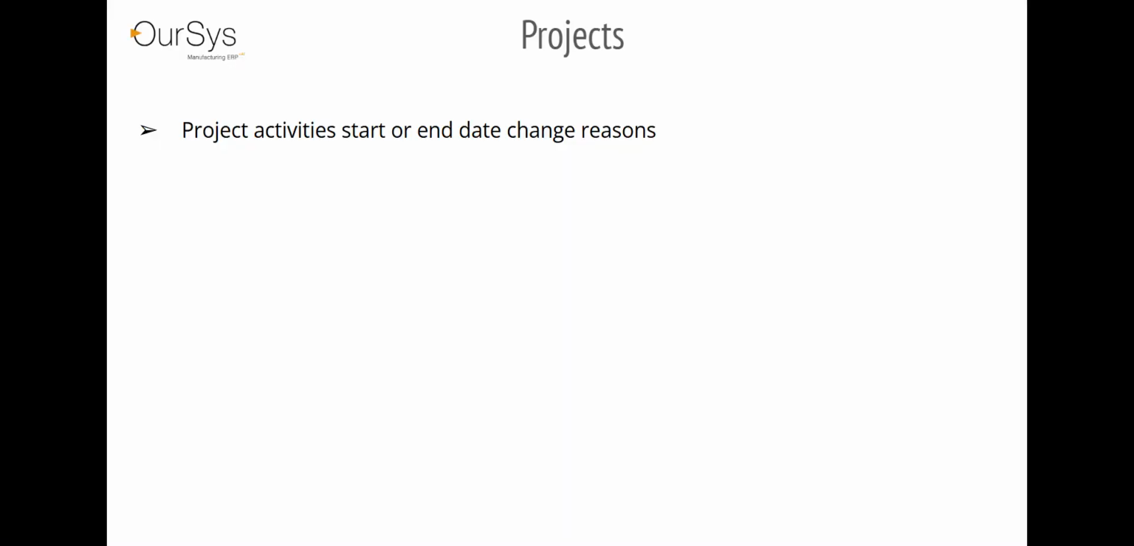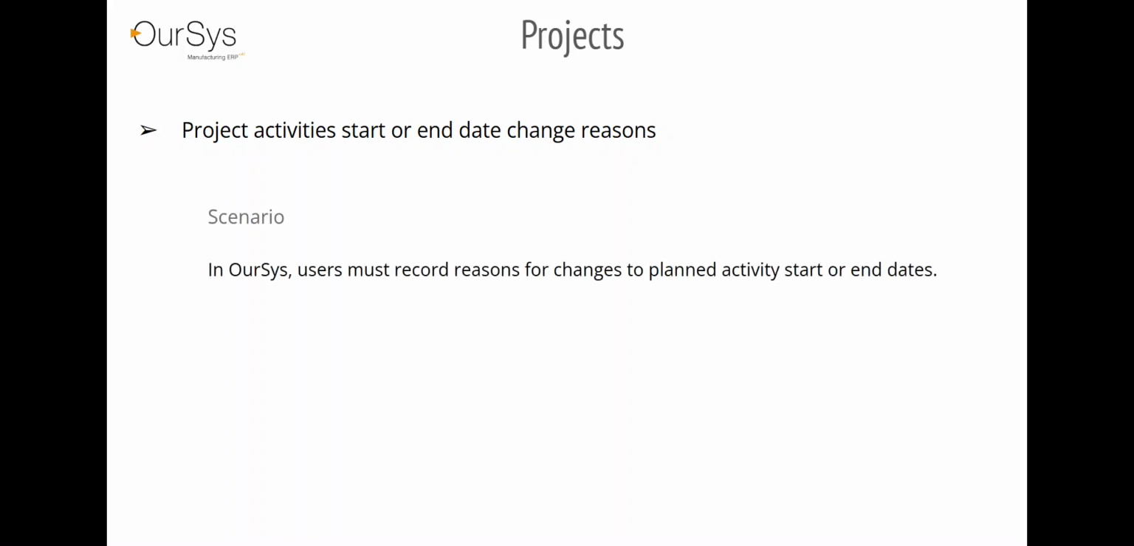Now we come to the project module. Project activity start or end date change reason. Sometimes the start date or end date of a planned activity needs to be changed. In OurSys, the user can now record the reason for these changes. This will help to keep track of why the scheduled activity was modified, ensuring better planning and accountability.